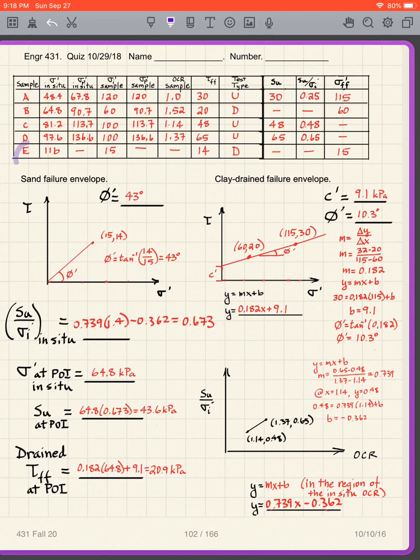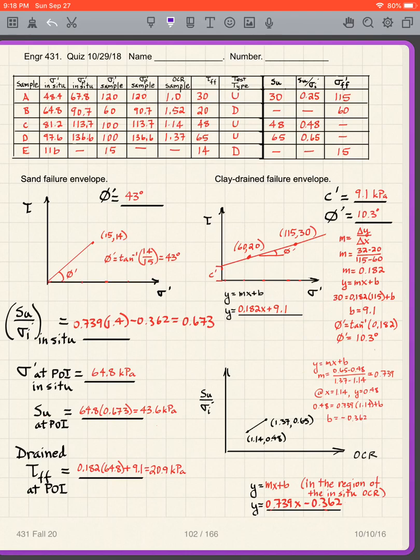Now I want to work with the sand. Well, that's test E. And so what's my point? I've got 15, 14. So 15, 14, plot the point there. I get the phi prime is the arctangent of the angle.